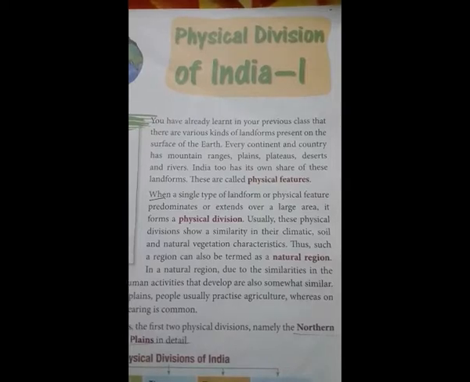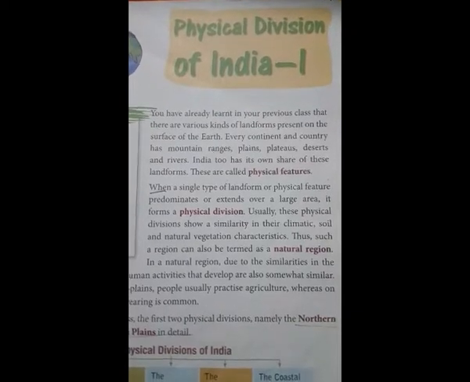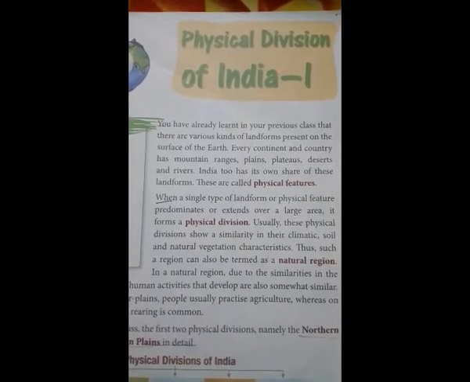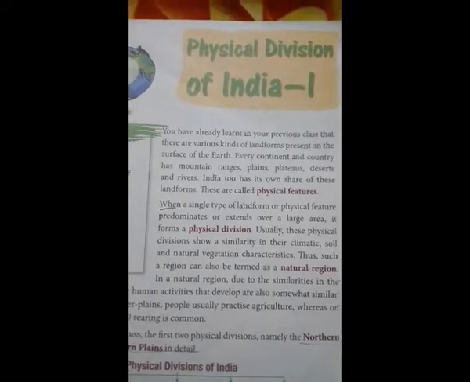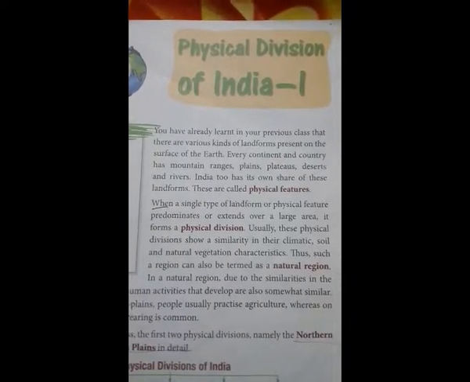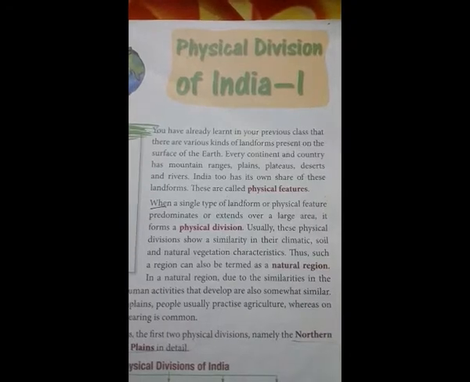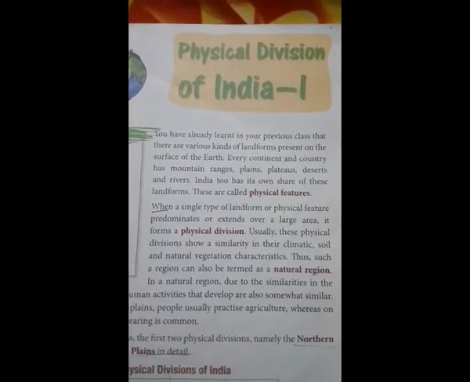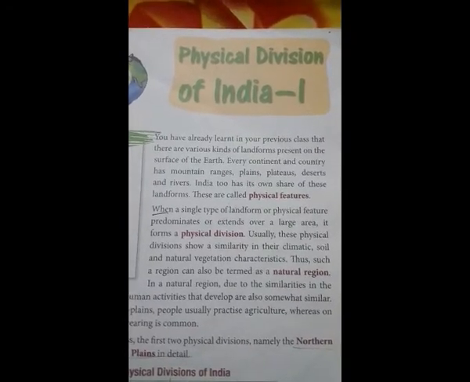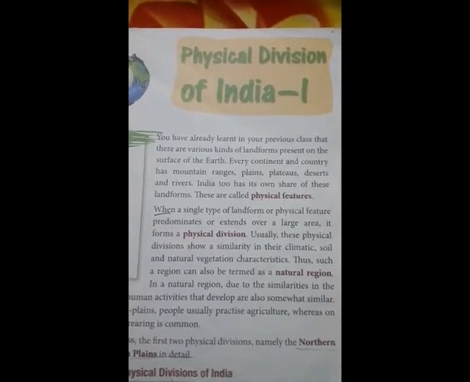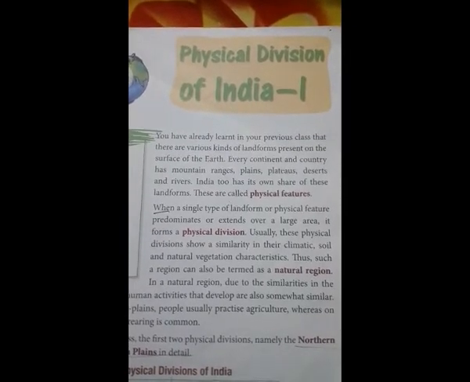When a single type of landform or physical feature predominates or extends over a large area, it forms a physical division. For example, mountains extending over a large area forming a range make a mountainous region, and it forms a physical division.